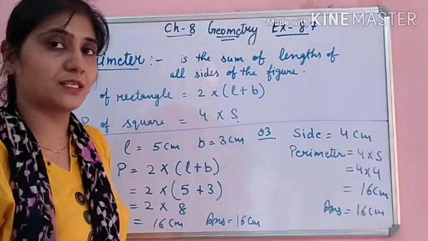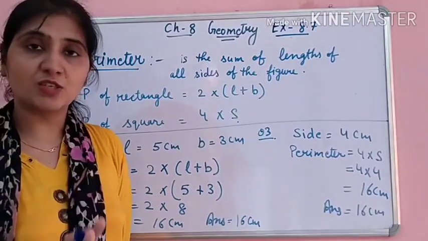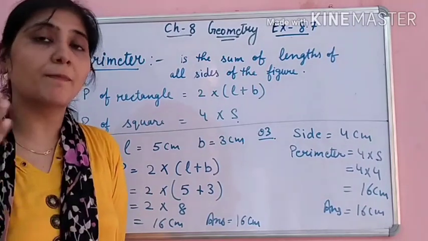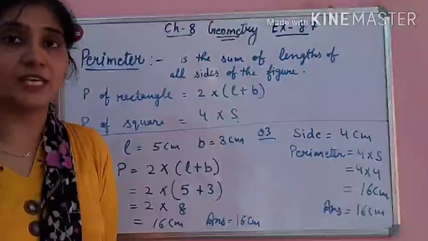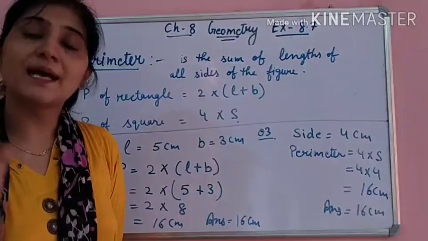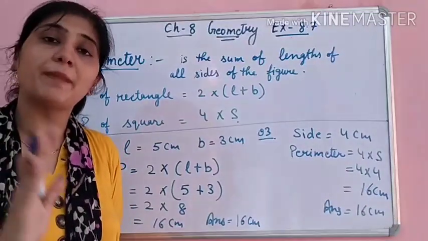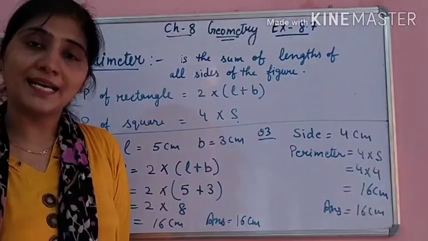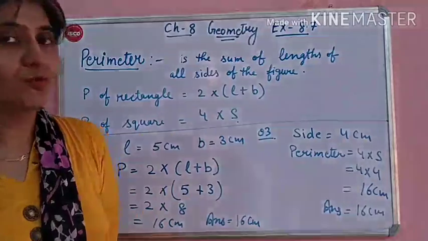Okay students, now I have discussed with you one part of each question, and the rest of the parts you have to do yourself. I hope it is clear to everyone. What is the perimeter? How can you find the perimeter of a rectangle and square? And the rest of the questions we will discuss tomorrow.